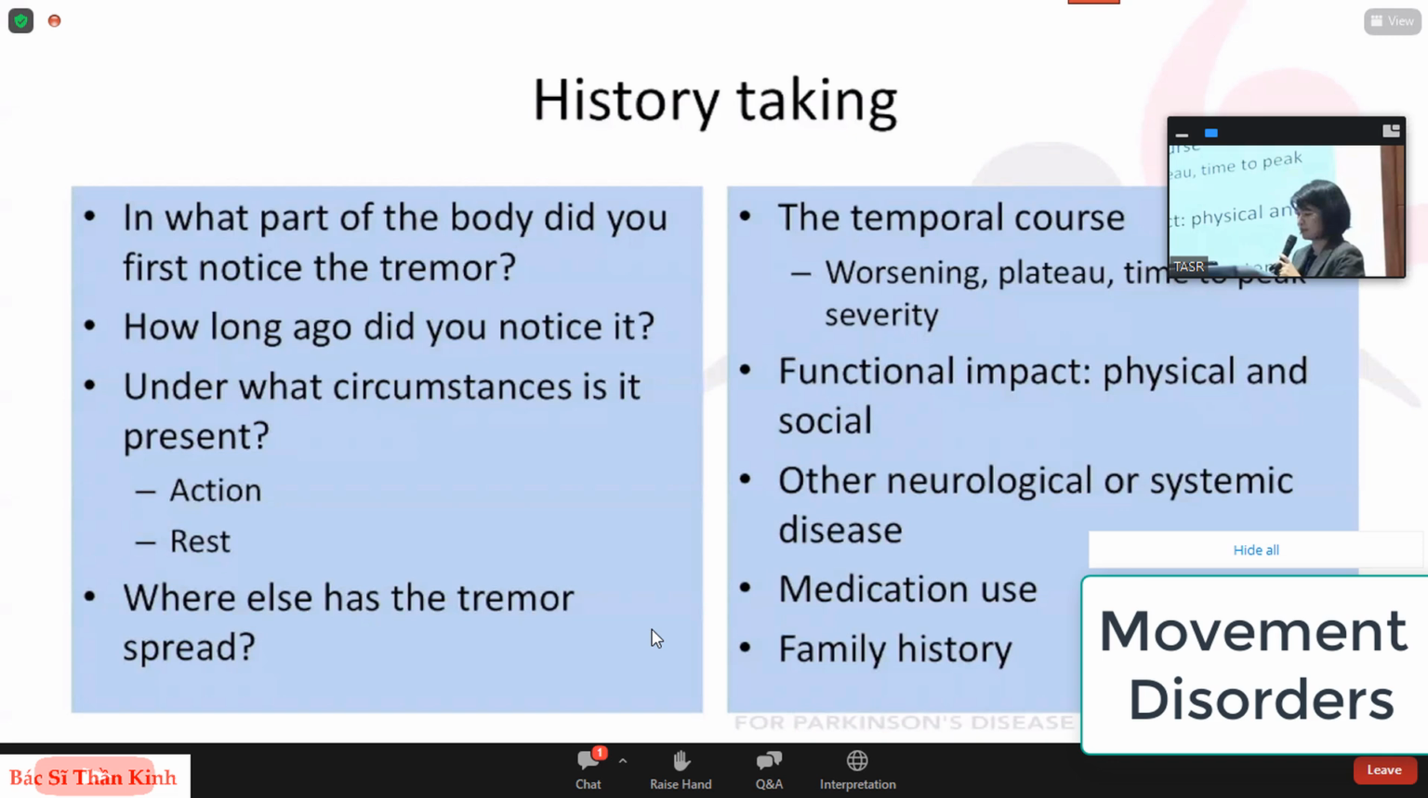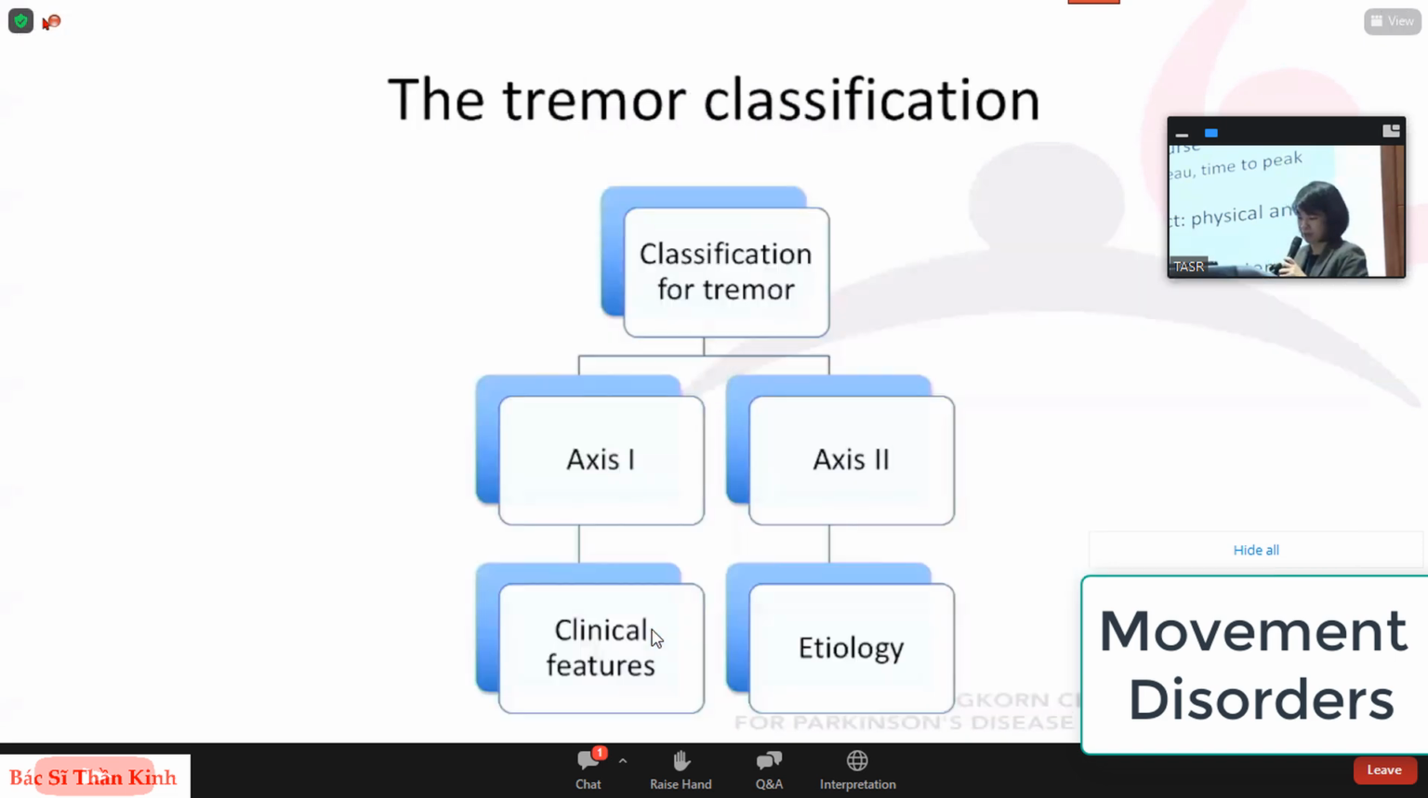And this is like the history taking scope that can lead you to the tremor consensus that we will talk about later. You might get from the history the part of the body that has tremor, how long you have noticed it, under what circumstance, like action or rest, where the tremor spreads, what the temporal course of the tremor is, whether it impacts physical or social function or not, and whether you have other neurological or systemic conditions, other medical use, or family history.